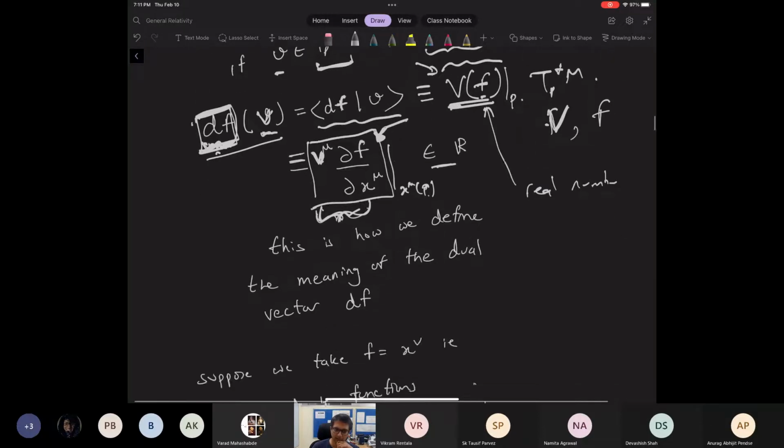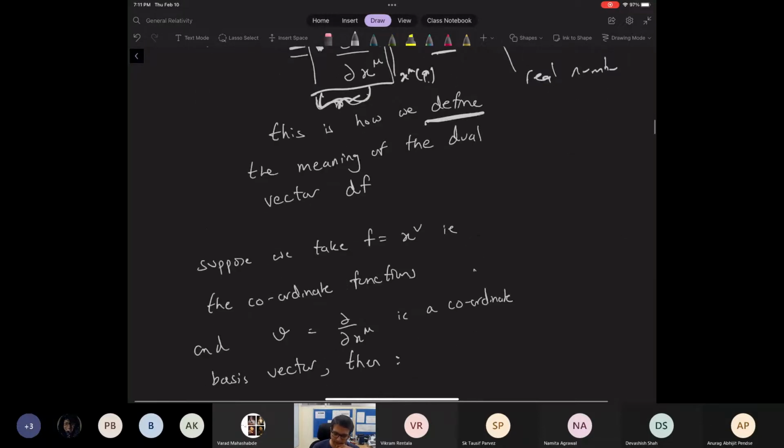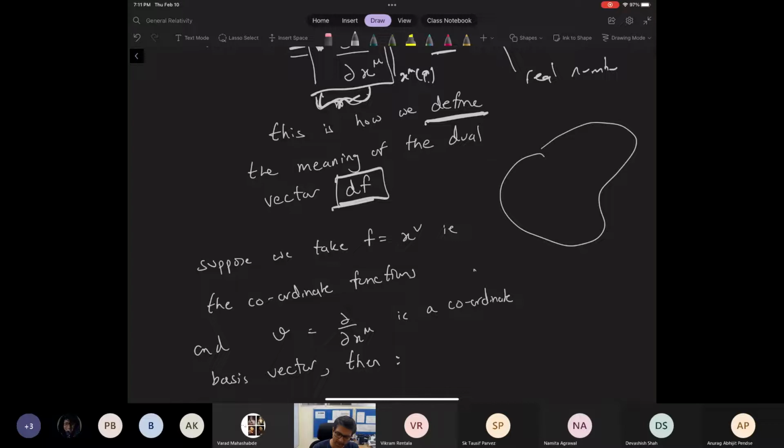Okay, so this is how we're defining the meaning of this dual vector df. Okay, so now let's take a specific example. Let's take a smooth function on the manifold. Let me just draw the manifold. This is a coordinate patch.